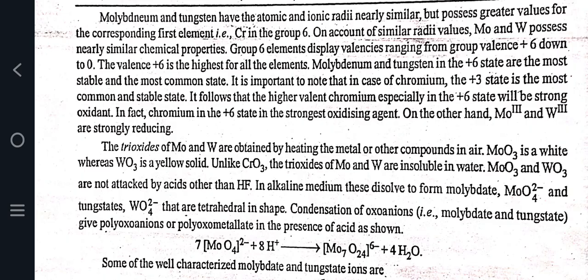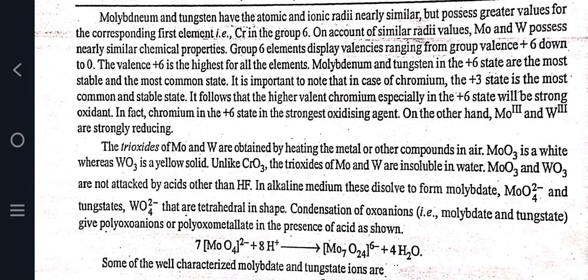Group 6 elements display valencies ranging from +6 down to 0. The valency +6 is the highest of all the elements. Molybdenum and tungsten in the +6 state are the most stable and the most common state. It is important to note that in the case of chromium, the +3 state is the most common and the most stable state. It follows that the higher valent chromium, especially in the +6 state, will be a strong oxidant. In fact, chromium in the +6 state is the strongest oxidizing agent.